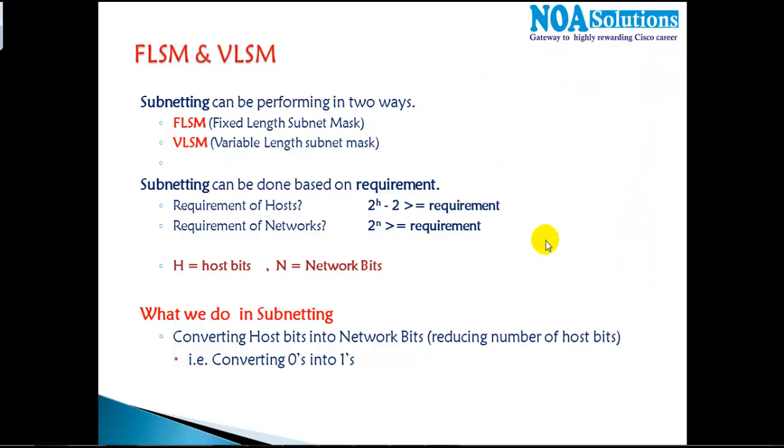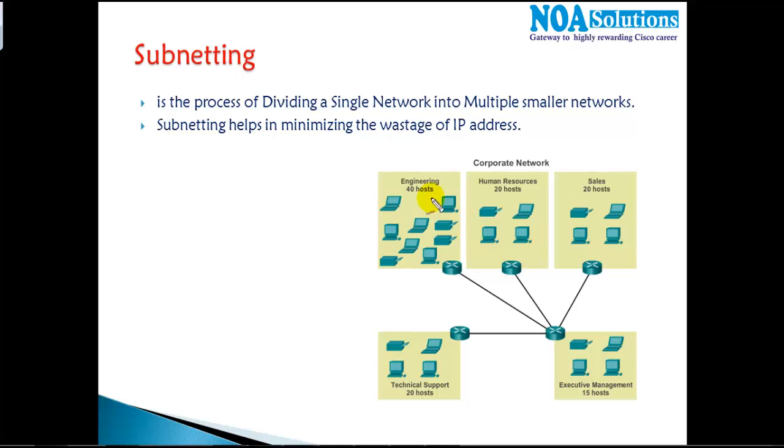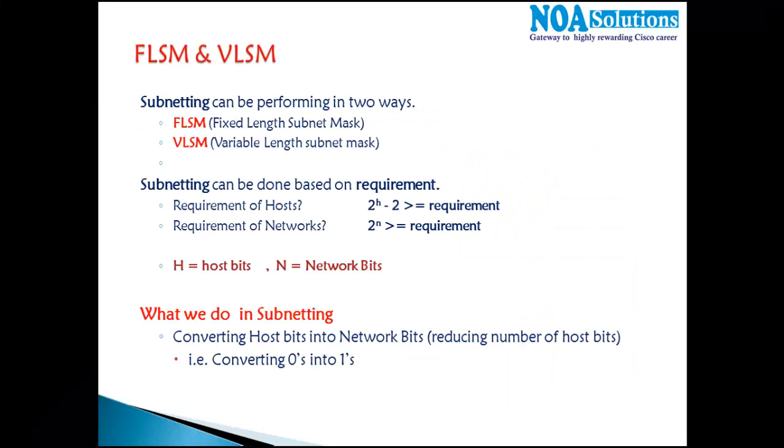As I said, if you have multiple branches, maybe you have 40 users here, 20 users here, or just 10 users here. The size varies in each branch or department, so VLSM is the one most commonly used when designing networks. The next thing we need to understand is the requirement, like how we do subnetting, based on what. We do it based on the requirement. Here the requirement can be the hosts, or it can be the networks.